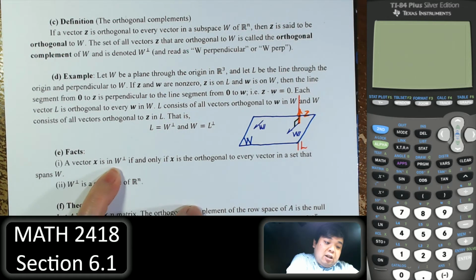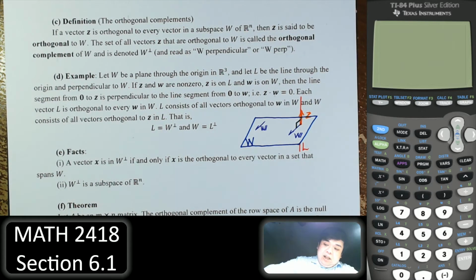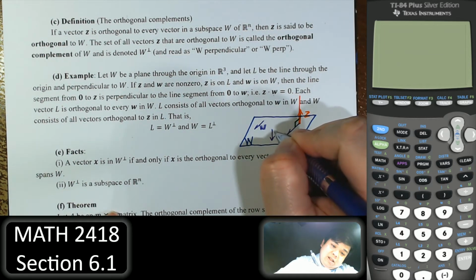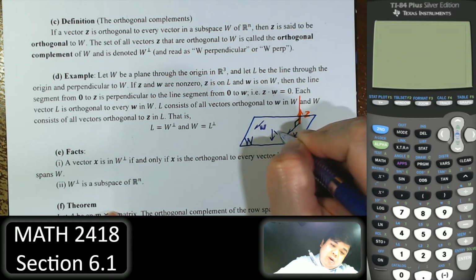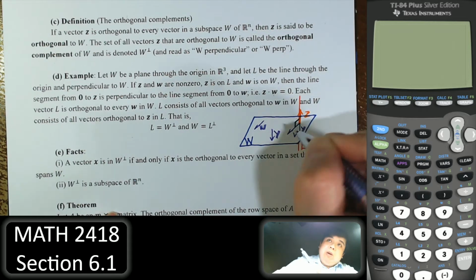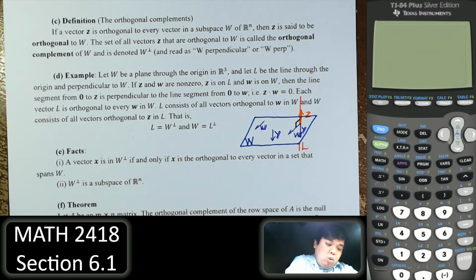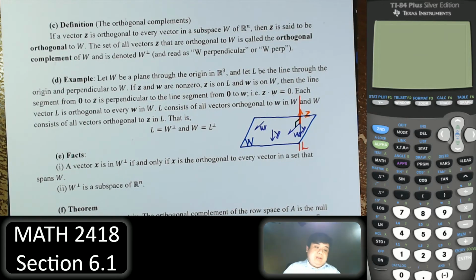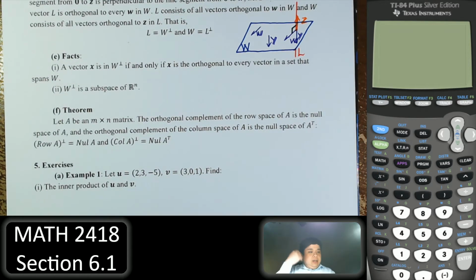Vector x is in W perpendicular if and only if x is orthogonal to every vector in the set that spans W, because we mentioned that every vector, let's say this is vector y, because we can move here, and Z is also perpendicular to y. And W perpendicular is also a subspace of Rn, because that line obviously is in three-dimensional space, right?